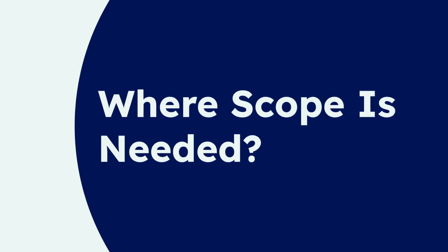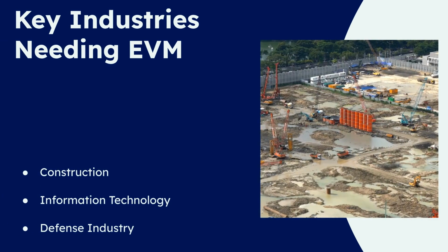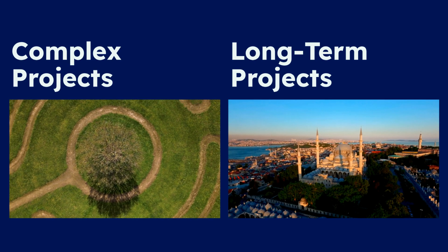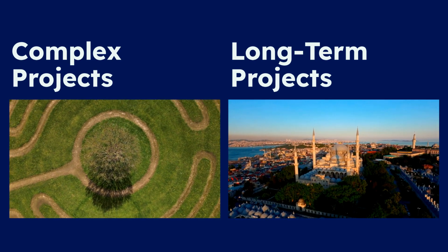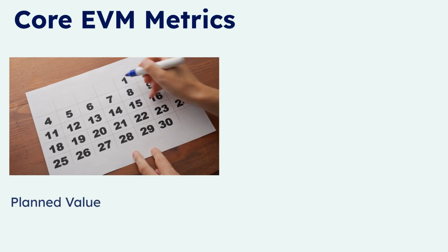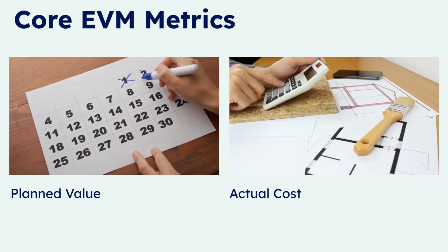EVM is crucial in any industry with complex or long-term projects. Let's see some of the specific areas. It's essential for managing the unexpected. We'll focus on three key dimensions of control in EVM. These are PV, AC, and EV.